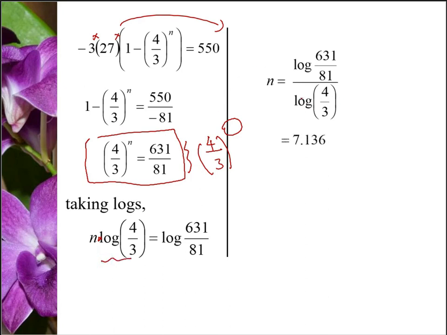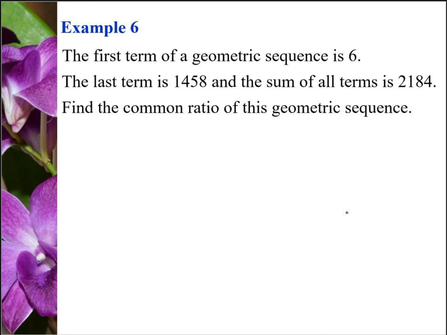But remember, the question wants us to find the sum that exceeds 550. So that means we need to find the value of n which exceeds 7.136. And the value of n, where n must be an integer, will be an integer greater than 7, which is 8. Example 6. The first term of a geometric sequence is 6.